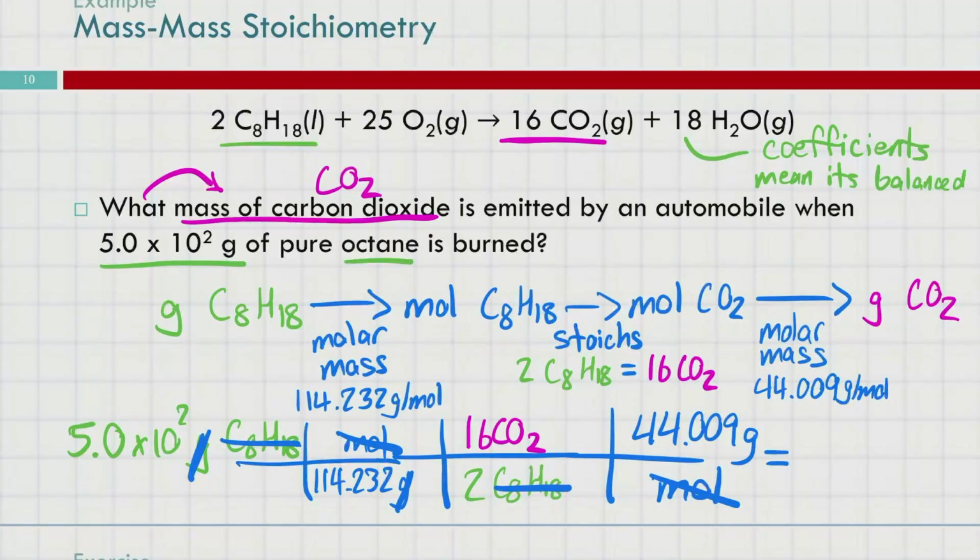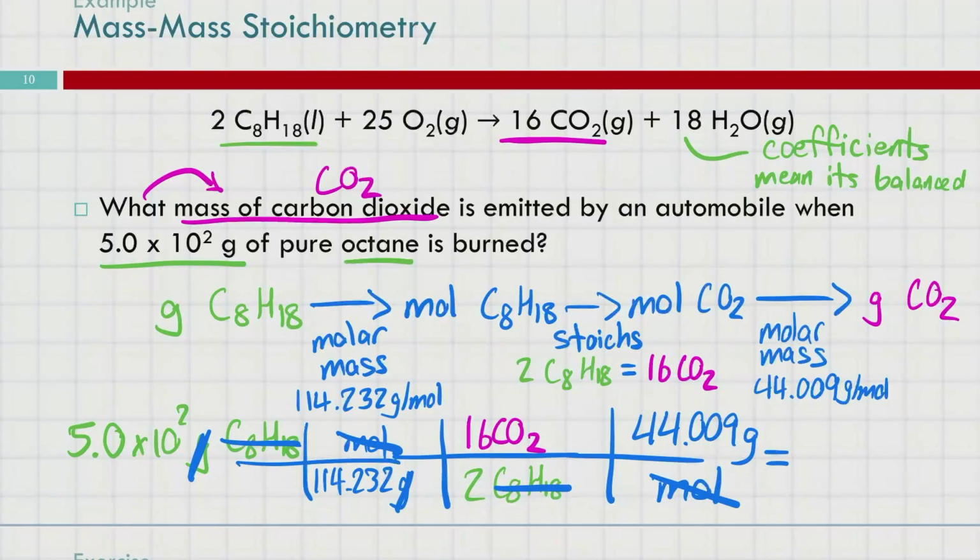So we'll multiply everything along the top. 500 times 16 times 44.009, divide by 114.232, and also divide by 2. You can do those in any order. It doesn't matter. You can do them left to right, top then bottom.